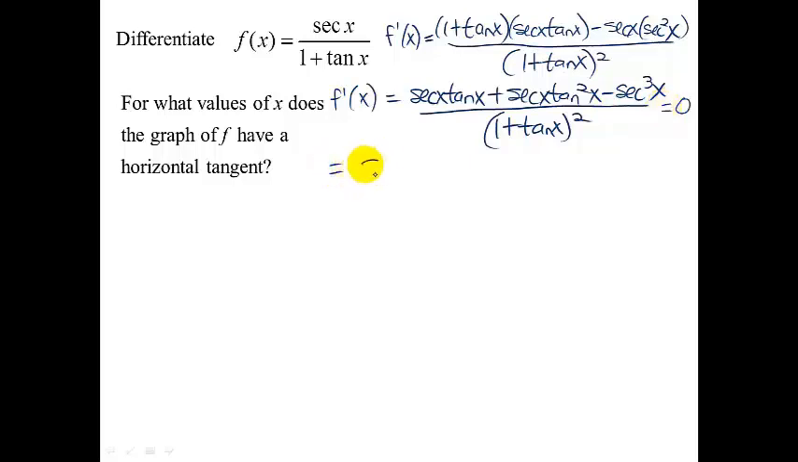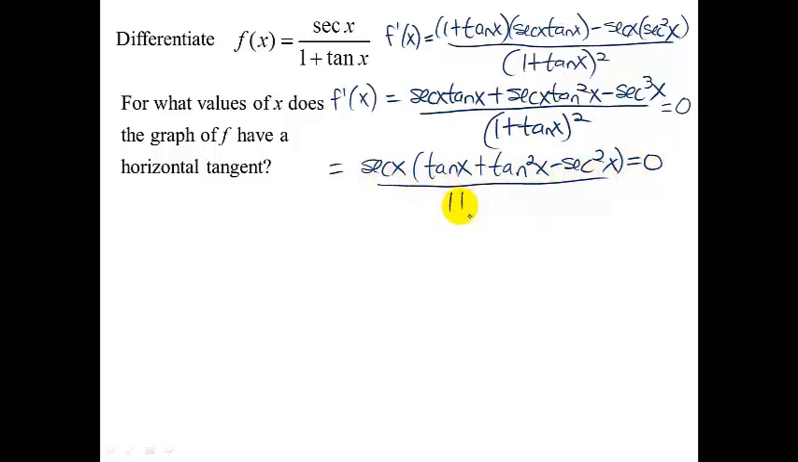So let's go ahead and factor a secant x out. We see it's in all three terms in the numerator. So we've got secant x multiplied by tangent x plus tangent squared x minus secant squared x equals 0, and over 1 plus tangent x quantity squared.